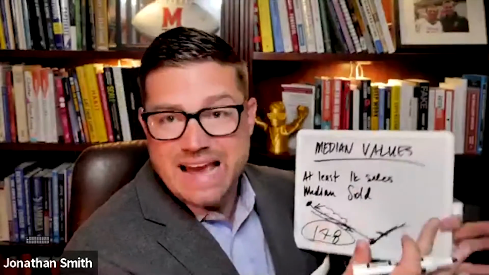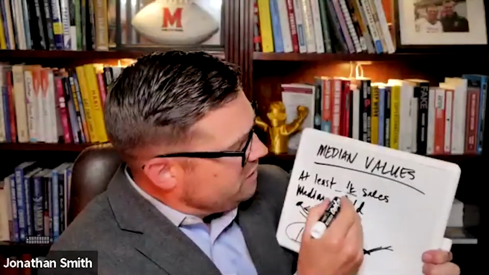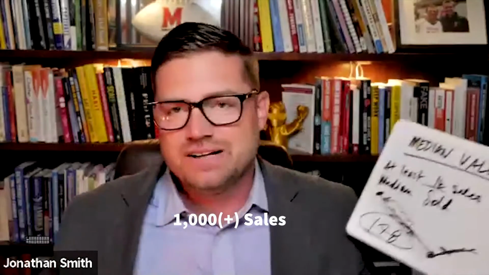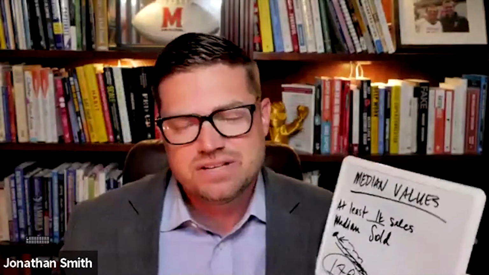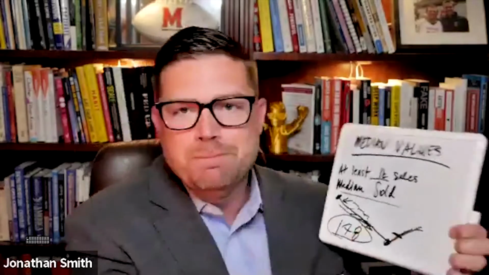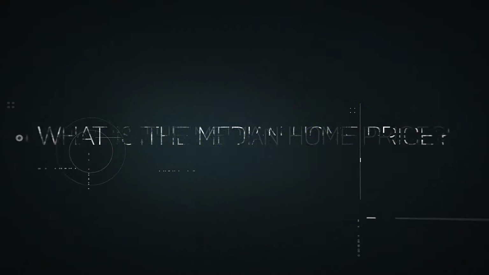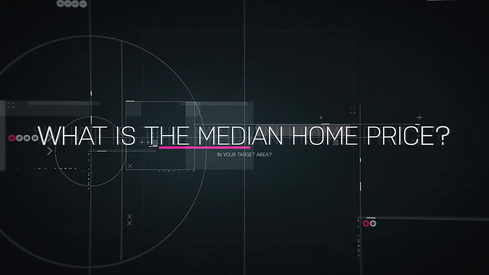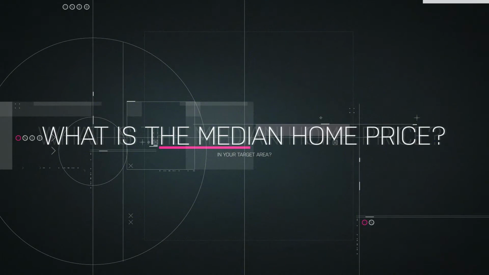Number one, you want to look in an area, usually a county, where it has at least 1,000 sales. Now, if you can only find 700, that's okay. 700 to 1,000 is good, but that's what you want. You want a data sample of about 1,000 sales. And then what you want to look at is the median sold. And the reason that you want to do this is because you want to see what the median home sale price was.